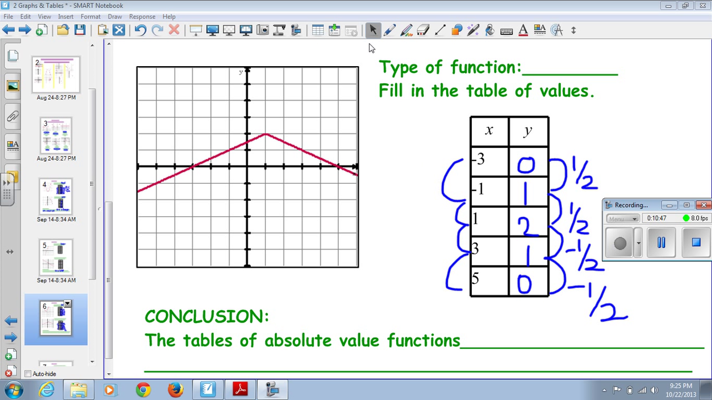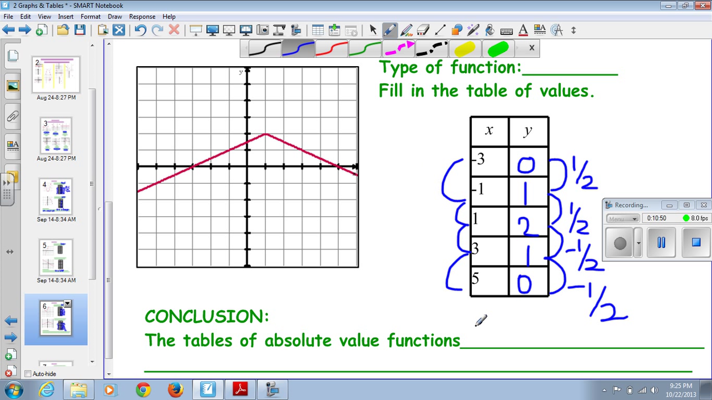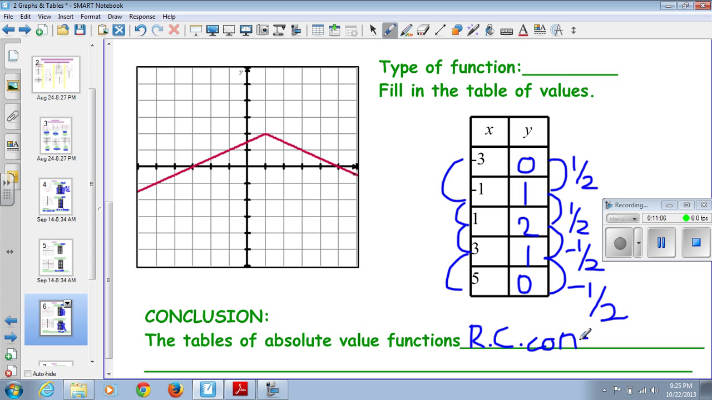So the way that I'm going to word this, I'm going to say in an absolute value function, we see that the rate of change is constant on the left side of the graph. Then it changes to the opposite. Rate of change is constant on left, and then it changes to the opposite on the right.